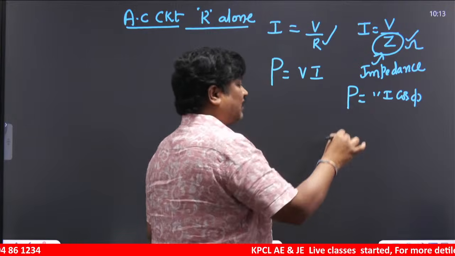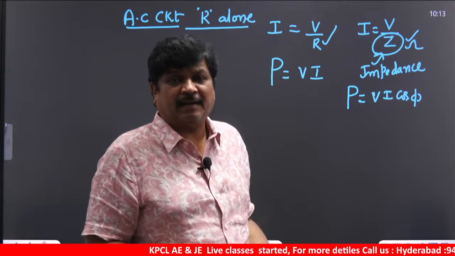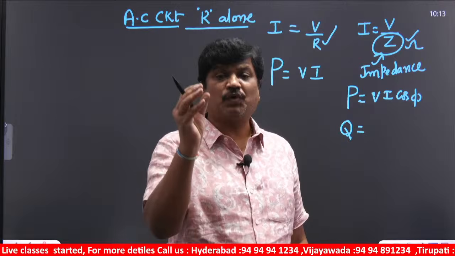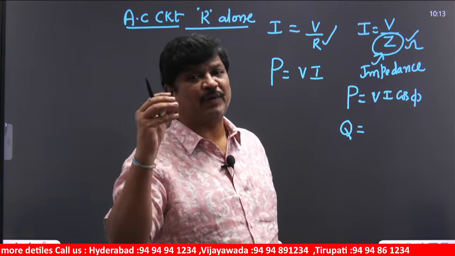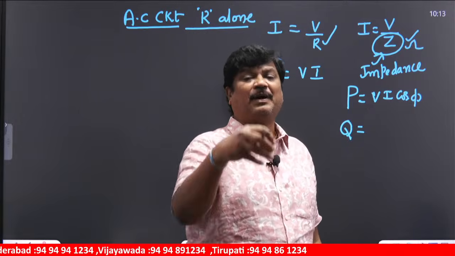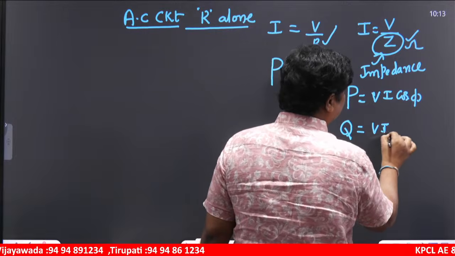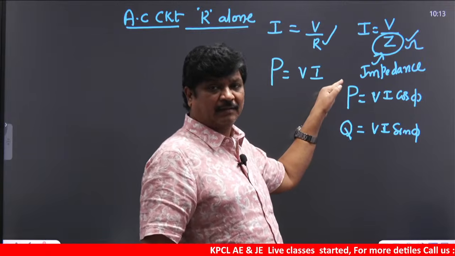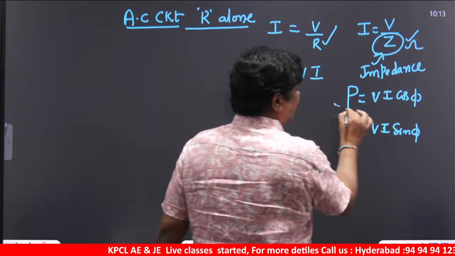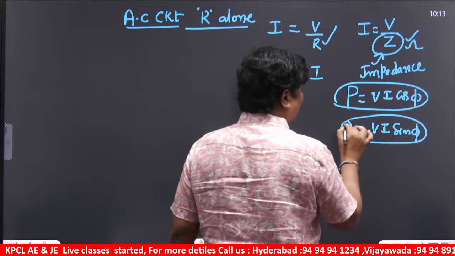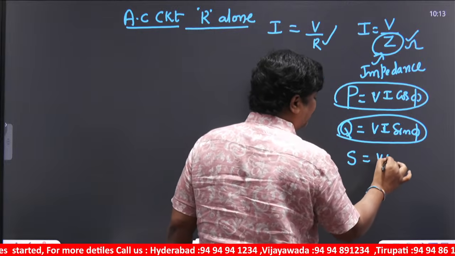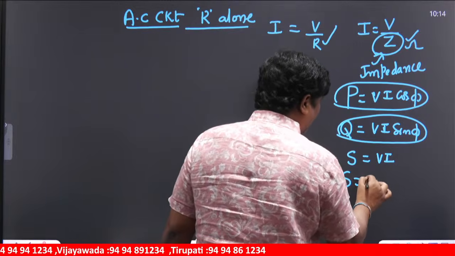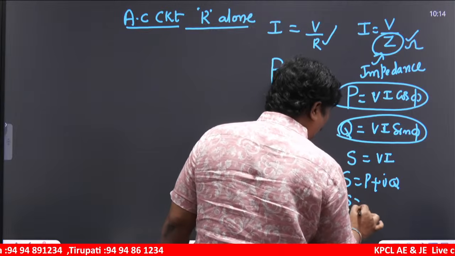Of course, not only VI cos phi, some more powers are available. That is Q, the reactive power, because inductors and capacitors are also involved in AC circuits. That's why there are reactive elements, hence reactive power takes place. What is that reactive power? VI sin phi. We have the active power, true power, real power, all the same: VI cos phi. Q is the reactive power, and S is called the apparent power, which is given by VI. Three powers are there. S is equal to P plus jQ. S is equal to P minus jQ.